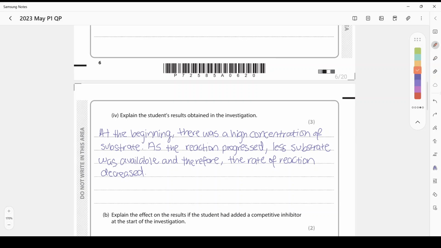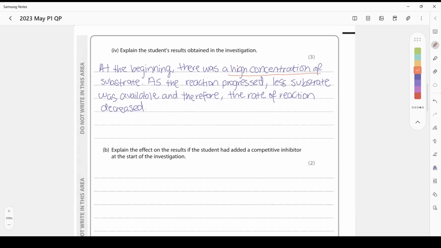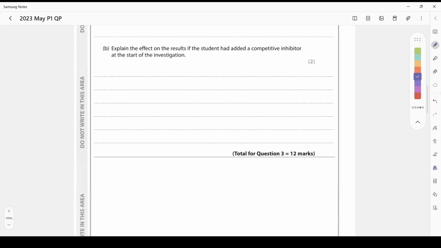All right, so let's go through the marks. The first mark is there was a high concentration of substrate in the beginning, or you can say many enzyme substrate complexes were formed in the beginning. And then you can say as the reaction progresses, there's less substrate available, and therefore it resulted in the rate of reaction decreasing. All right, let's move on to part B.